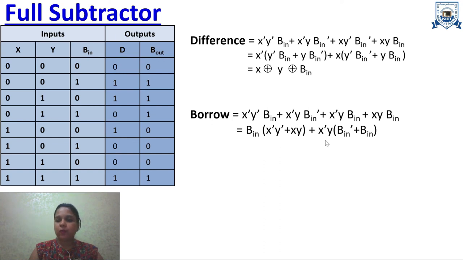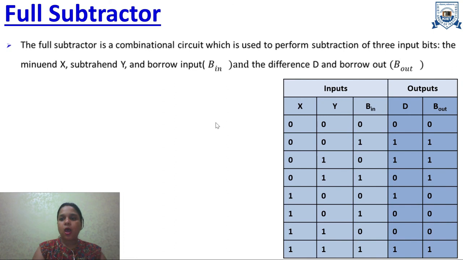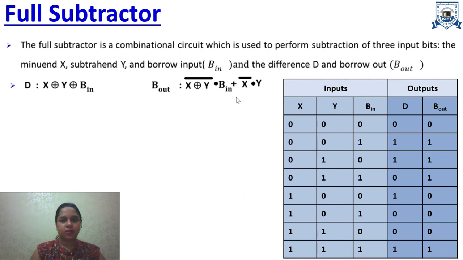So what is left over here? x bar y. And this statement is the complement of x bar y plus x y bar, that is x XOR y. So this is the complement of x XOR y. So we will write this. This statement is reduced to b in times the complement of x XOR y, plus x bar y. So these are the reduced steps for the difference and borrow. So after evaluating this truth table, our output for the difference and borrow is this.